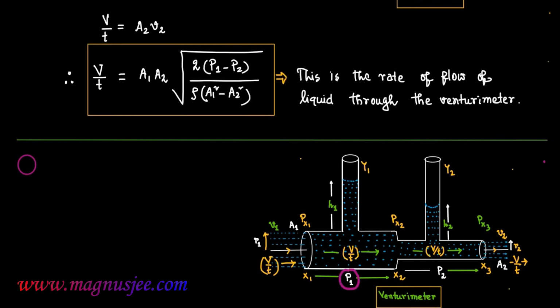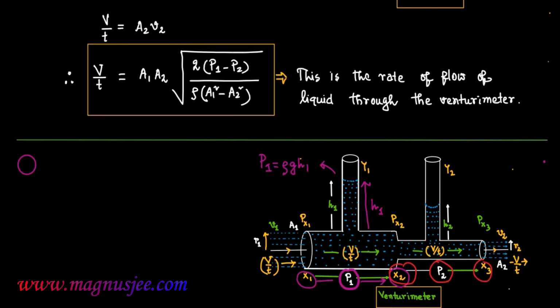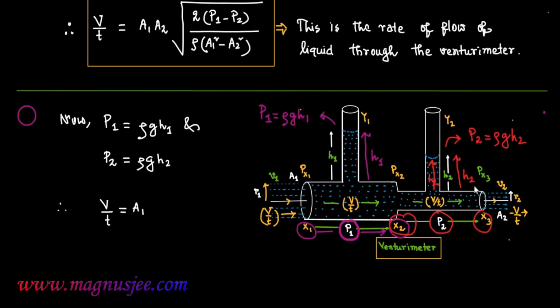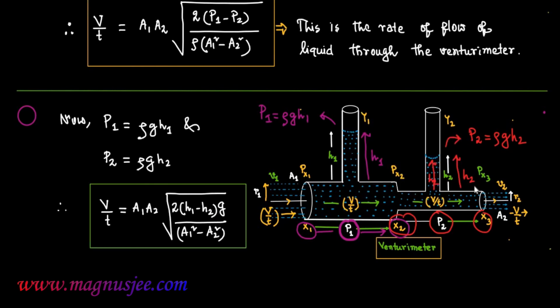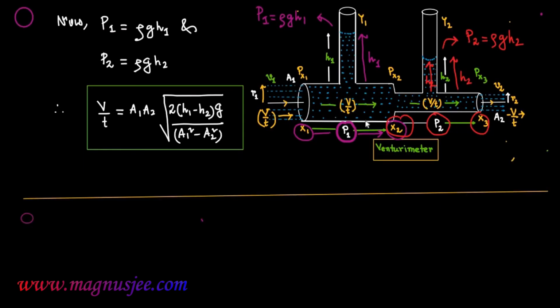Now, additional information: P1 is a pressure difference which is acting across the pipe x1, x2, and the liquid rises up to the height H1. So the pressure P1 is ρgH1 in terms of height of liquid column, and due to the pressure P2, liquid rises up to the height H2, and P2 is equal to ρgH2. Therefore, V/t = A1A2 √(2(H1 − H2)g/(A1² − A2²)). That is another formula of rate of flow of liquid through the Venturi meter.